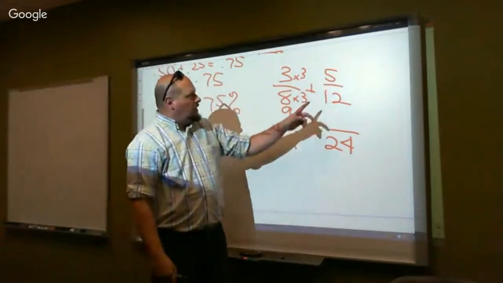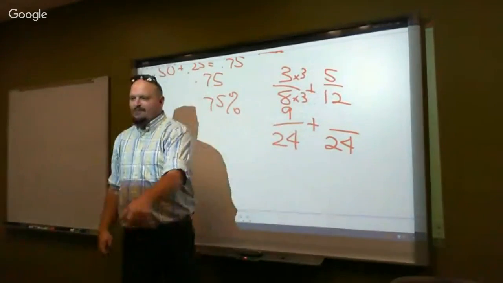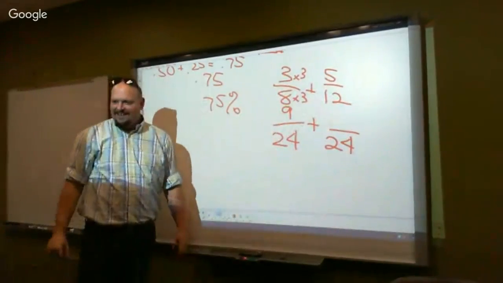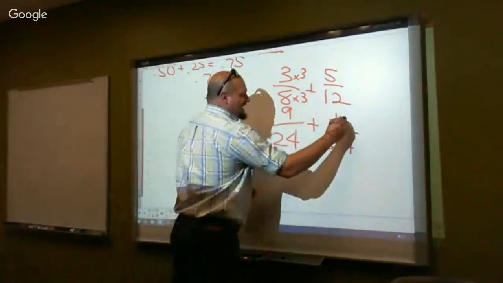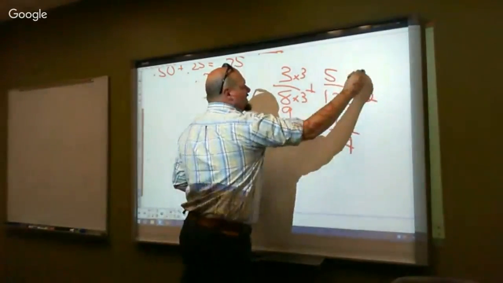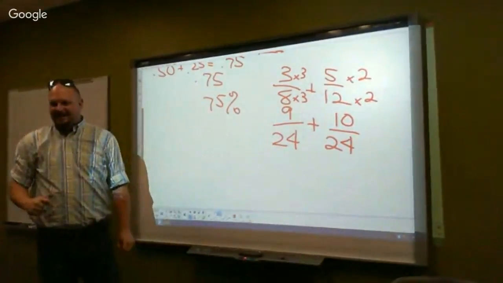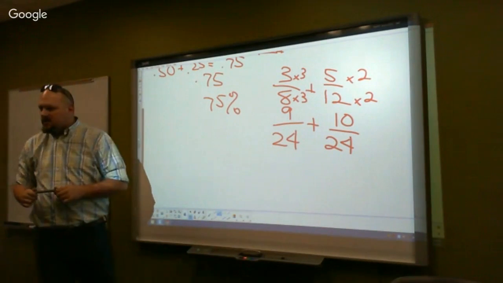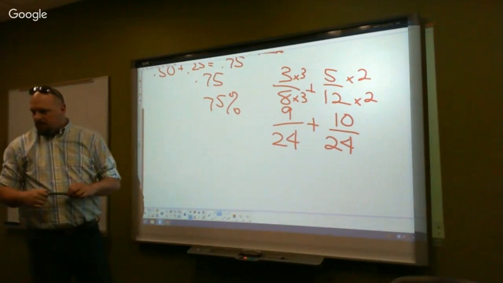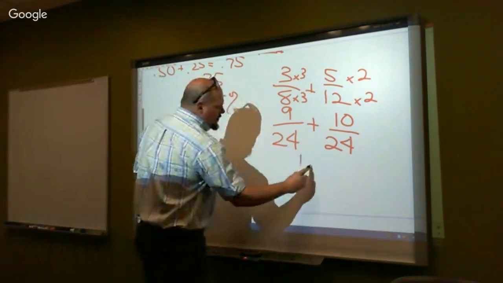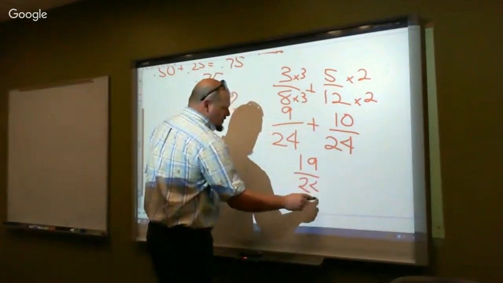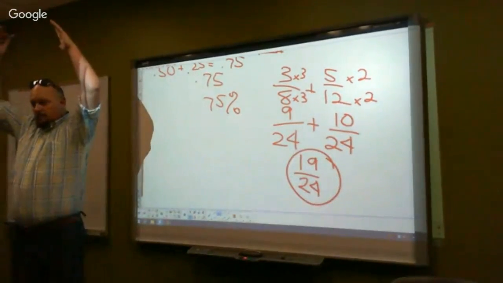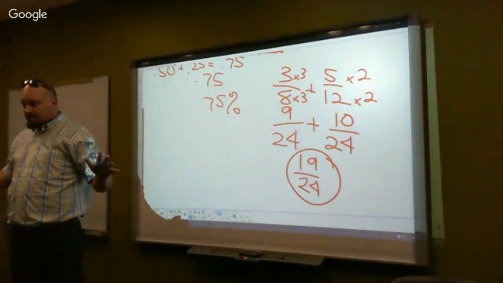All right, how many 24ths equals 5/12? 10, because we multiply by 2, right? Yes. So what's 9 24ths plus 10 24ths? 19 24ths. Very good. Well done, sir. And we're done, and that's your answer. It's 19 total, and 24 is only one time. That's good.